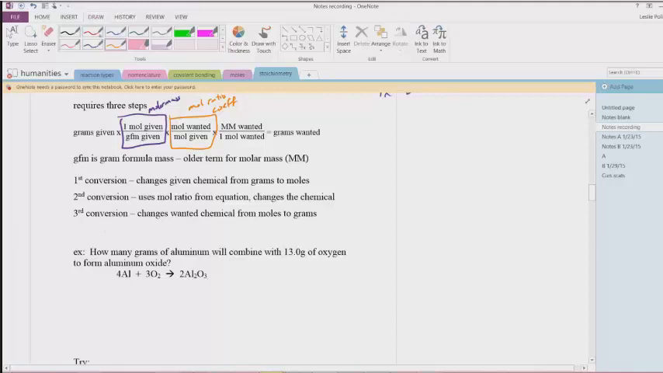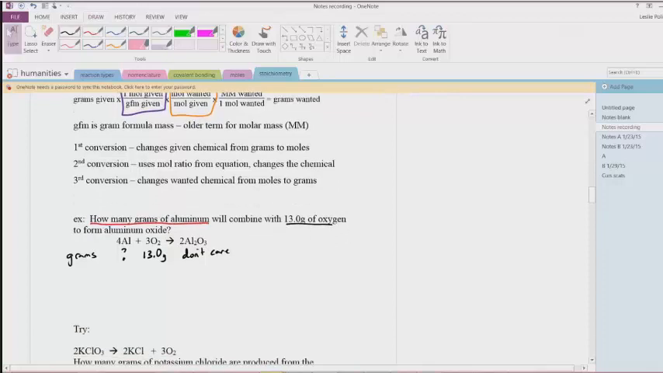And it says how many grams of aluminum. So grams of aluminum is what we're looking for. 13.0 grams of oxygen is what we're given. So aluminum oxide, well, we don't care about it in this particular problem.